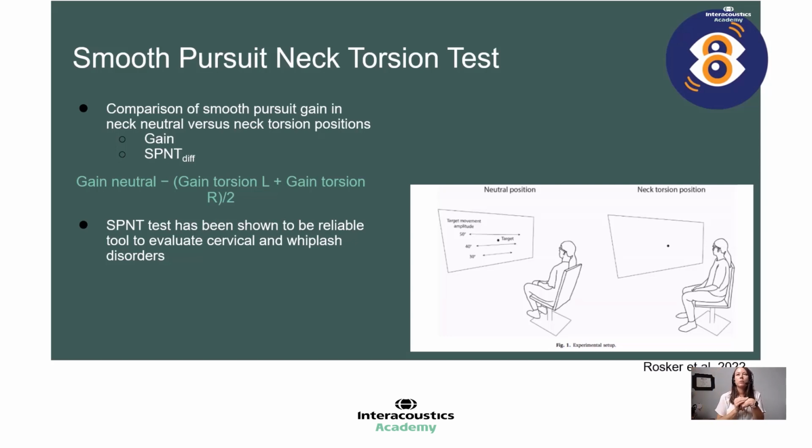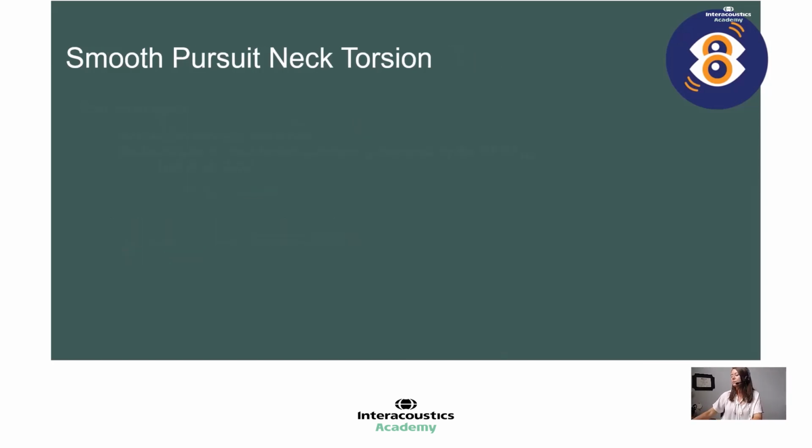So the basis of the smooth pursuit neck torsion test is you're looking at how well a patient does pursuit when their neck is in a neutral position, and also when their neck is turned 45 degrees to the right and to the left. So you actually turn their body, turn the head back towards the screen, and have them do pursuit again. And ultimately, you're comparing how closely they followed the target in neutral versus these extended positions. This test originally gained a lot of momentum in the early 90s and is now regaining momentum due to its sensitivity towards identifying cervical and whiplash disorders, which are very common in this post-concussion population.